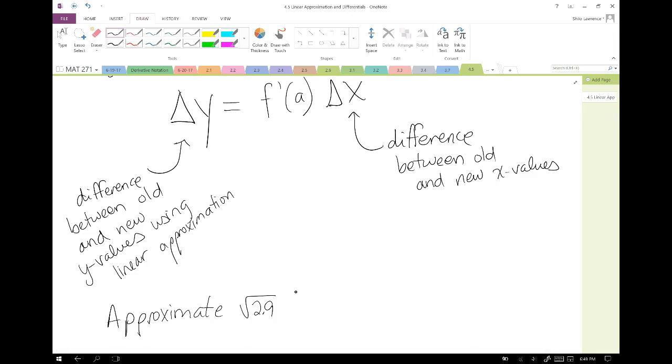So what we're going to think about is the change in the x values. So 2.9 is really close to a perfect square. It's really close to 4. So I want to know how far away it is. What's the difference? So that delta x is how far away is it? So 4 minus 2.9. Delta always means change. Change is subtraction. So 4 minus 2.9 is 1.1. Delta x is 1.1.